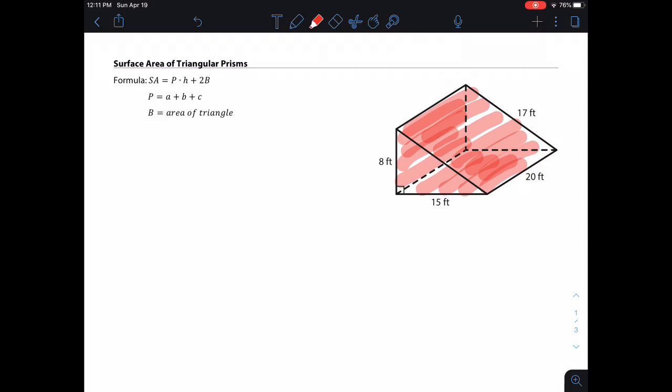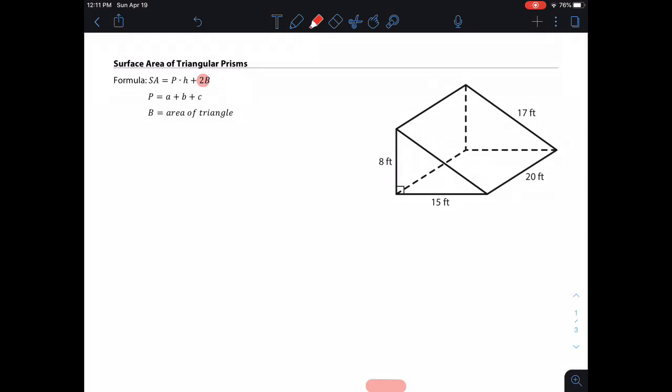So basically, if we look at the formula, it is saying we need to find the area of a couple different things. We need to find the area of two triangles. The two triangles are represented by the 2B because the base is a triangle, so we find the area of the triangles with the 2B. And then the P times h is going to find the area of the three rectangular sides.